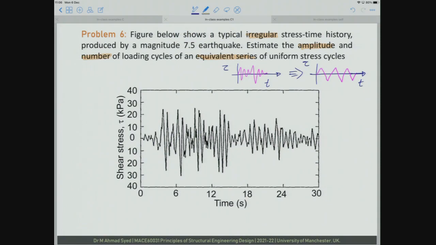So by amplitude, what do I mean? This is the real earthquake, and this is the equivalent. The amplitude of this is from here to here, and the equivalent number of cycles is from here to here. So these are the two quantities that I have to find. Agree? So what is the amplitude?